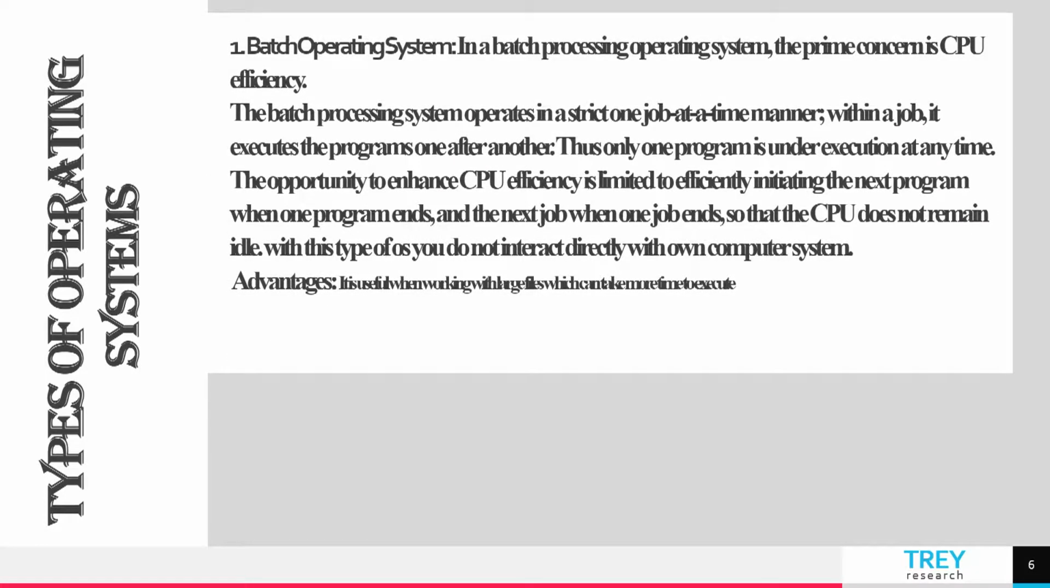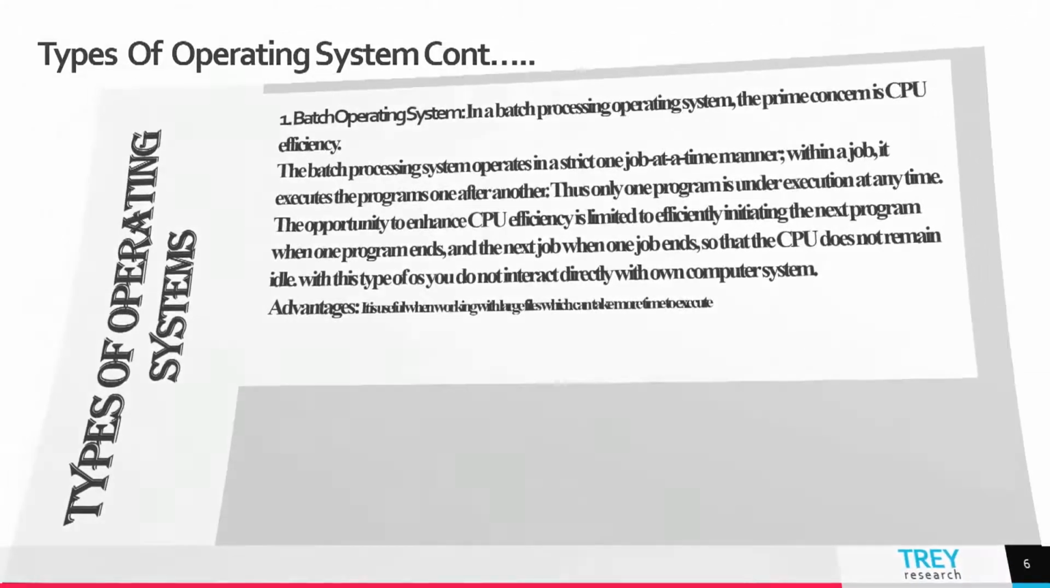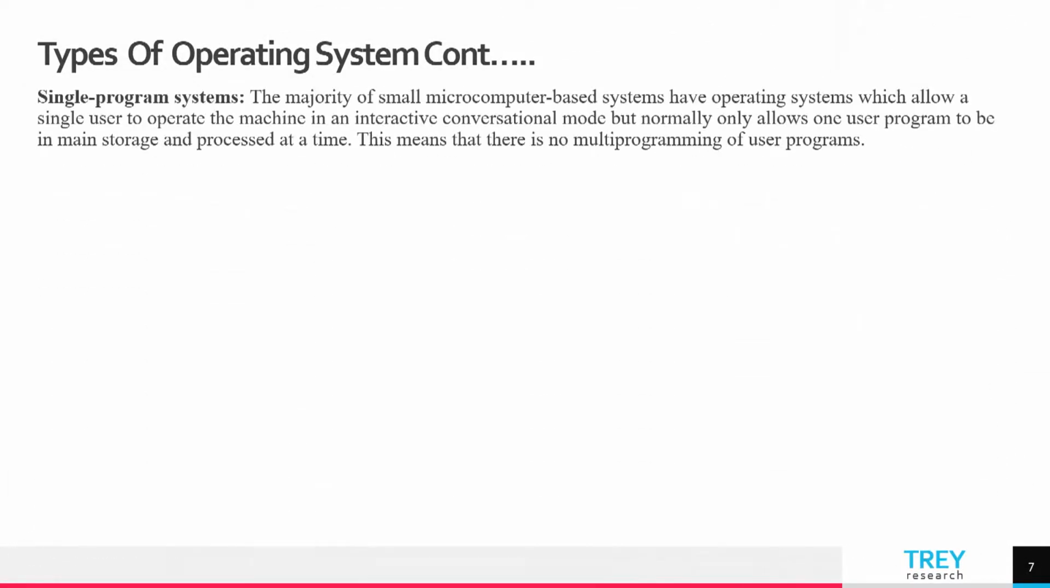The first one is what is called the batch operating system. In batch operating systems, the prime concern is CPU efficiency. The batch processing system operates in a strict one job at a time manner. It executes the programs one after the other, following that logic, the way the instructions are being given to the computer. Okay, move on to the next slide.